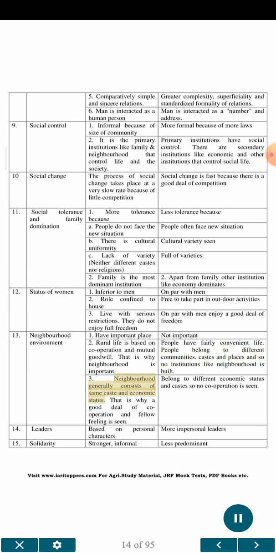3. A rural neighborhood generally consists of the same caste and economic status. That is why a good deal of cooperation and fellow feeling is seen. In urban areas, people belong to different economic status and caste, so no cooperation is seen. 14. Leaders. Rural leaders are based on personal characters; urban areas have more impersonal leaders. 15. Solidarity. Stronger and informal in rural areas; less predominant in urban areas.